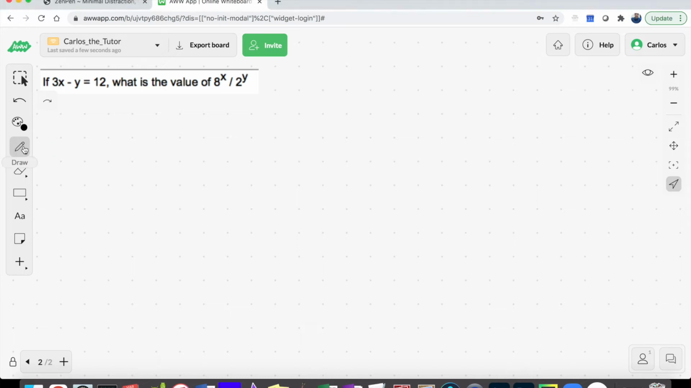This is Carlos the tutor, and this is the problem that I've been given to solve. If 3x minus y equals 12, what is the value of 8 raised to the power x divided by 2y? So there are a few things that I notice.